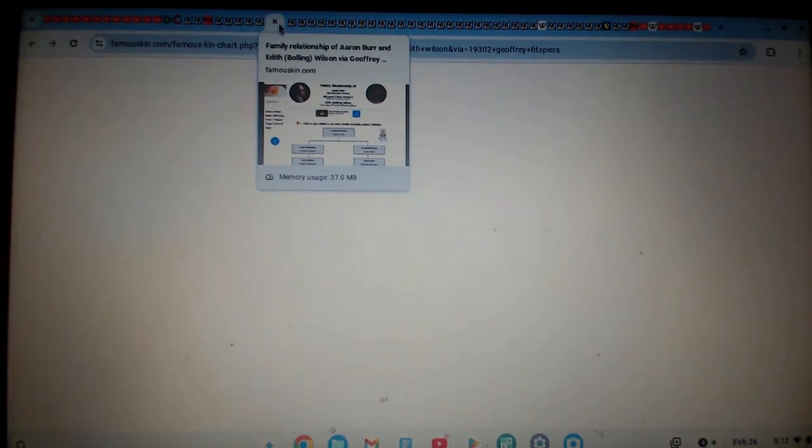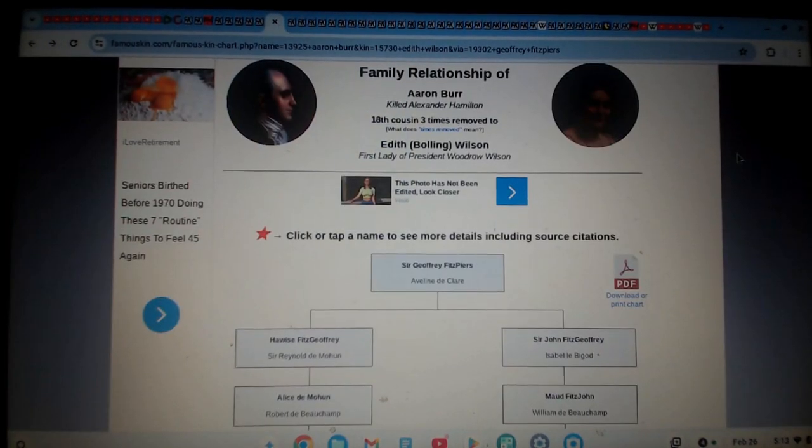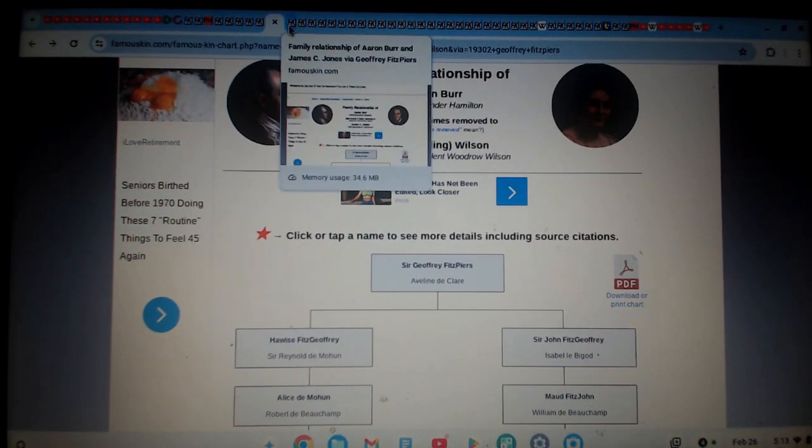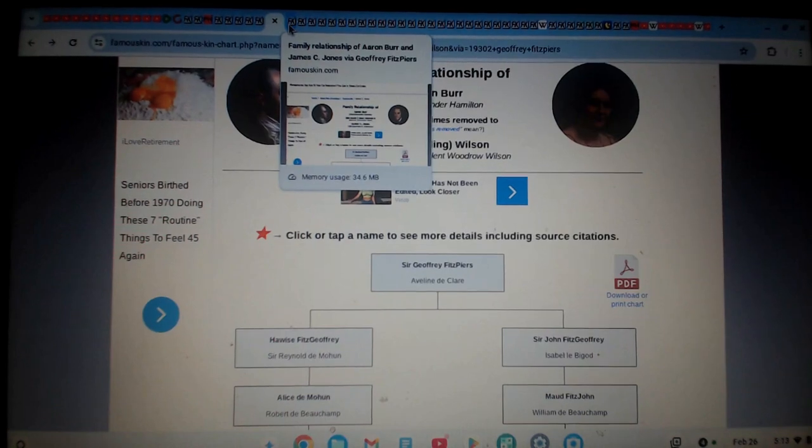How about this one? This is the wife of Woodrow Wilson, President of the United States, and Aaron Burr, who killed Alexander Hamilton and also was vice president. Oh, Sir Geoffrey Fitzpiers and Evelyn de Clare. The same. Oh, wow, they share another grandparent? Wow, not only Robert I and Charlemagne, but also, okay.